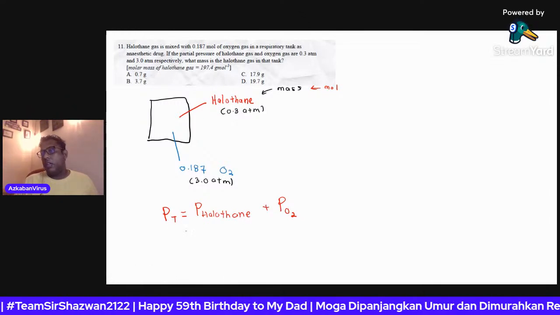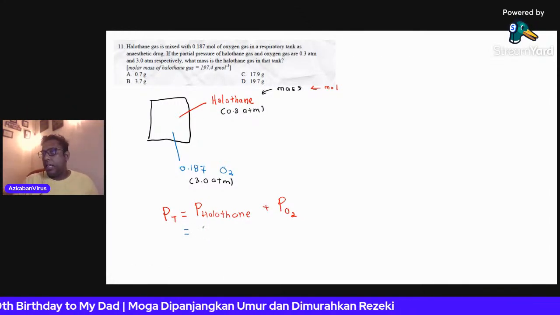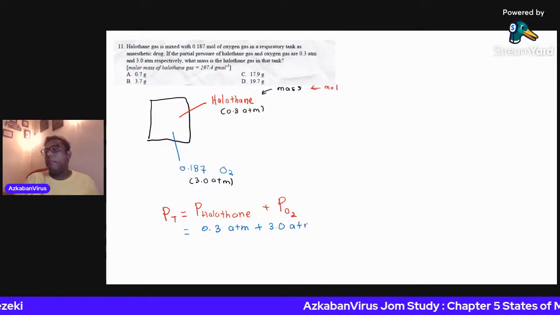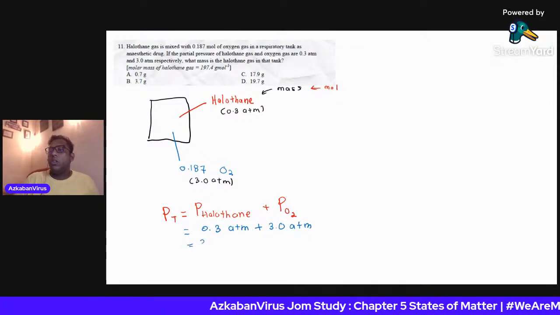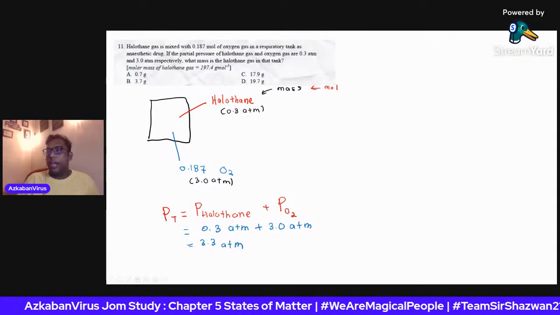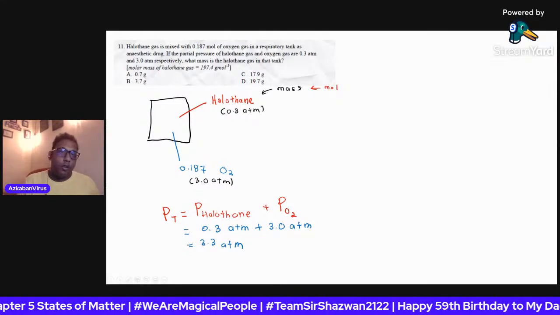Okay, so ini sama dengan 0.3 atm tambah dengan 3.0 atm. So total is equal to 3.3 atm. So kita dah ada total pressure. So sekarang ni kita cari mass of halothane.